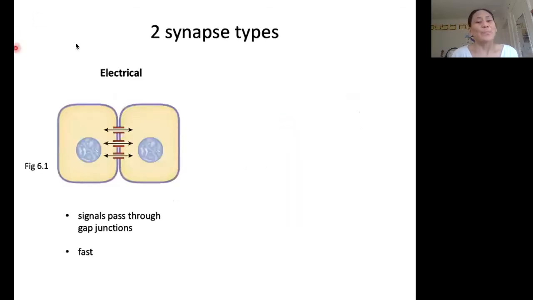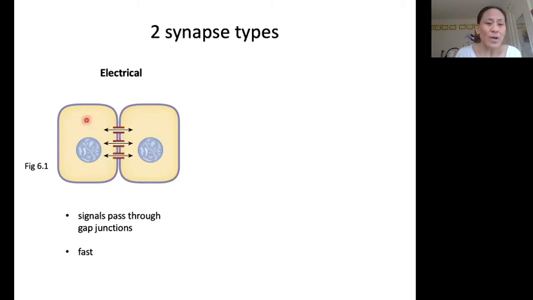Okay, so in the nervous system, we see two main types of synapses. One is the electrical synapse. So neurons can actually communicate with each other through gap junctions. Hopefully you know about gap junctions from elsewhere in your education. But suffice it to say, gap junctions are basically channels that connect two cells to each other.